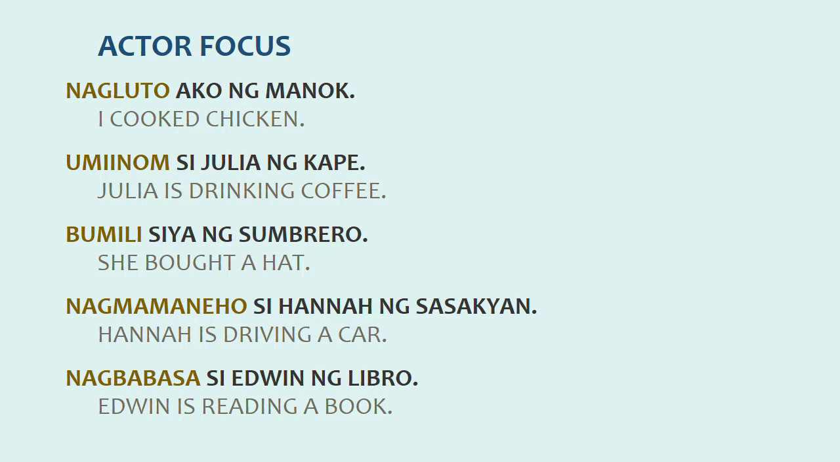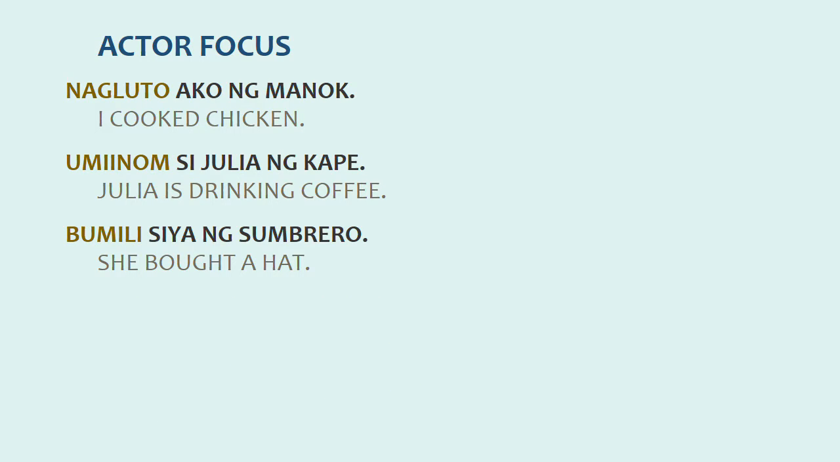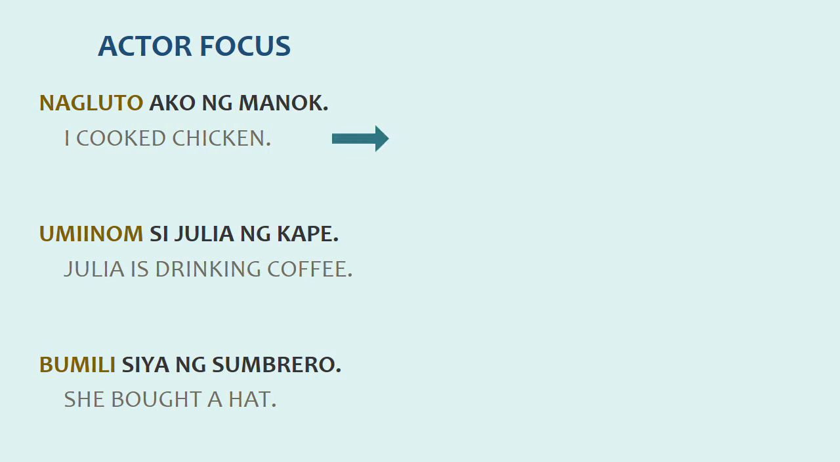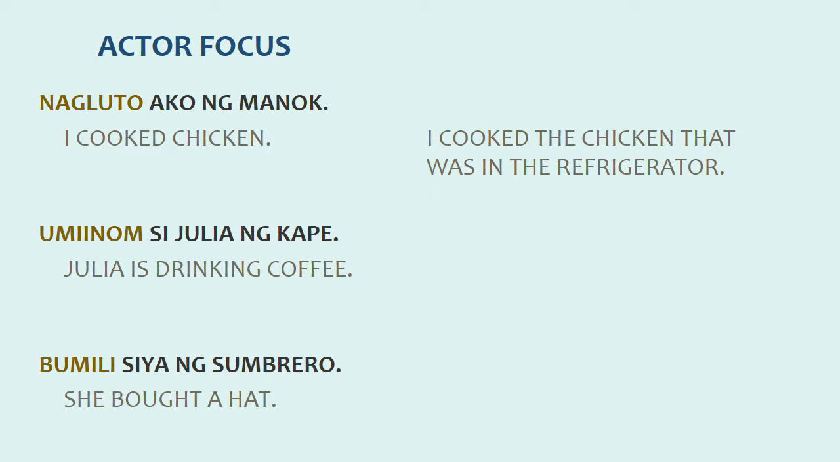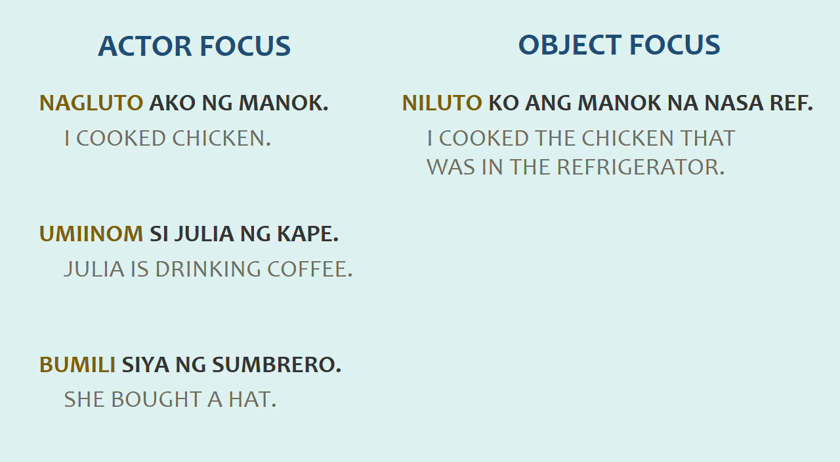So when are we being specific? I'll show you. Let us use the verb cook again. I cooked the chicken that was in the refrigerator. So now we are being specific because we are stating which chicken exactly that was being cooked. So usually when you use the before the receiver of the action, you are being specific, right? So in Tagalog, if you are being specific with the receiver of the action, you should be using object-focused verbs. Niluto ko ang manok na nasa ref.